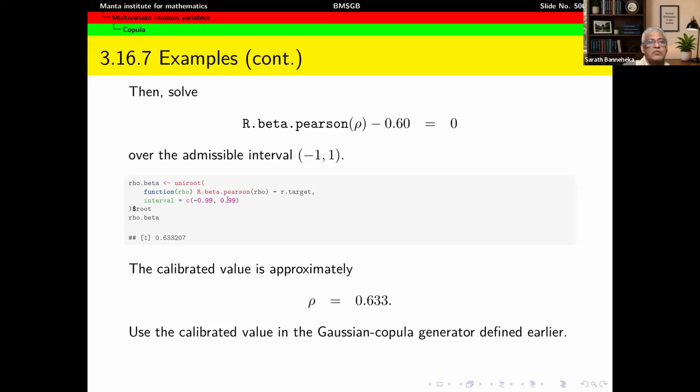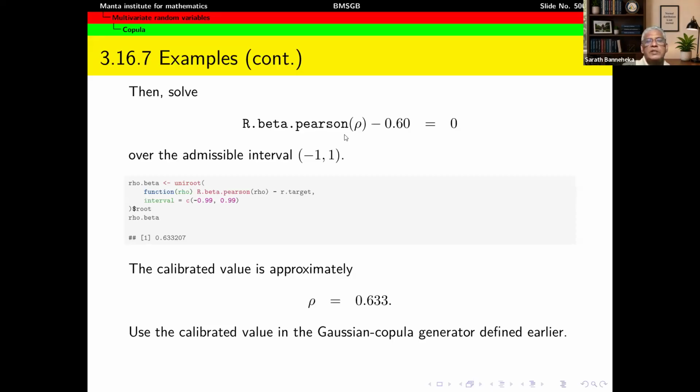So I give interval as this one. So that is how you use this uniroot function. And then once you use it, in the output there will be a component called root. I extract that by putting $root. So that will be the rho beta value, right? I call it rho beta. That is the calibrated value that I should be using in the Gaussian copula.